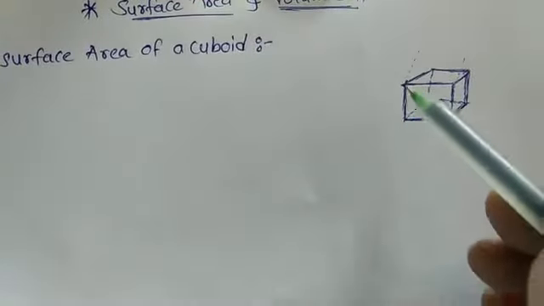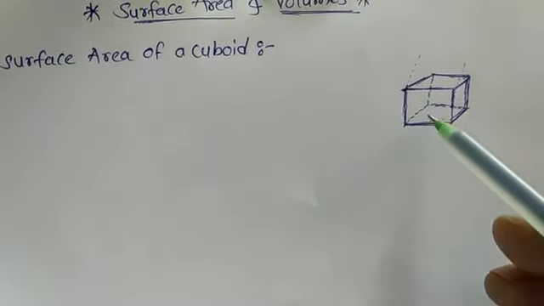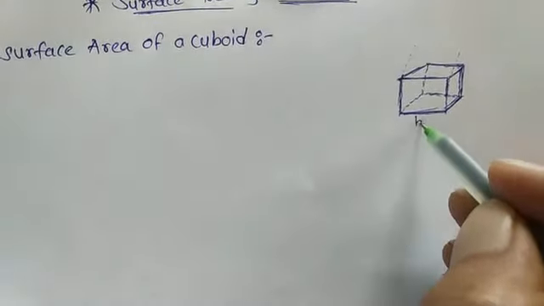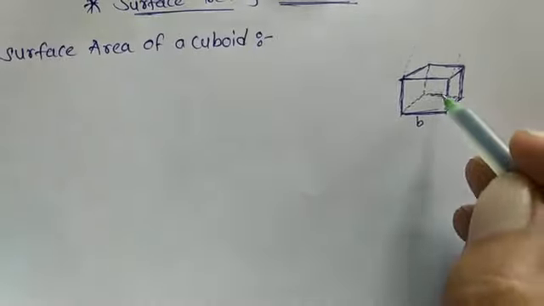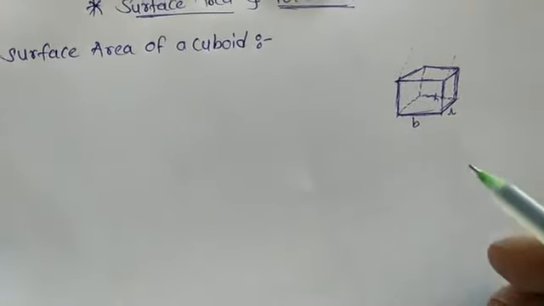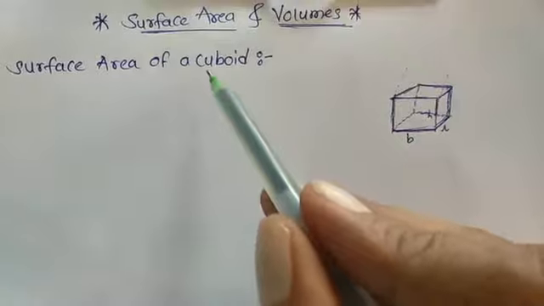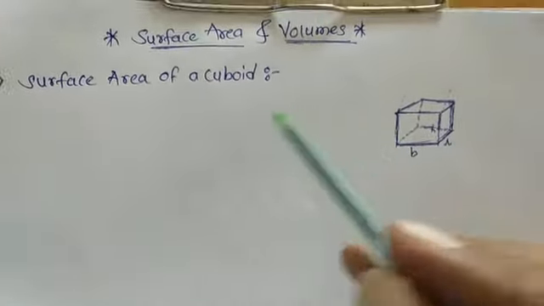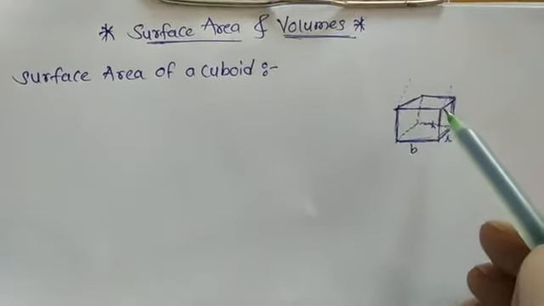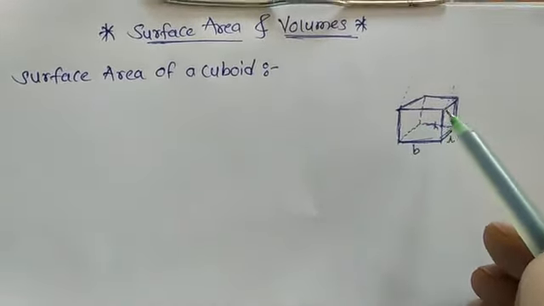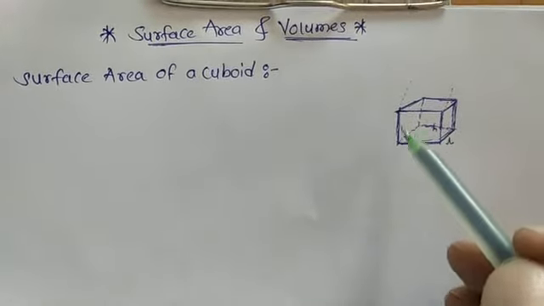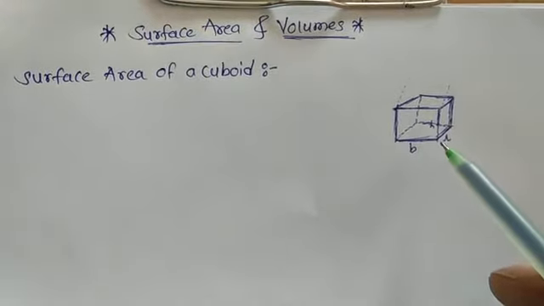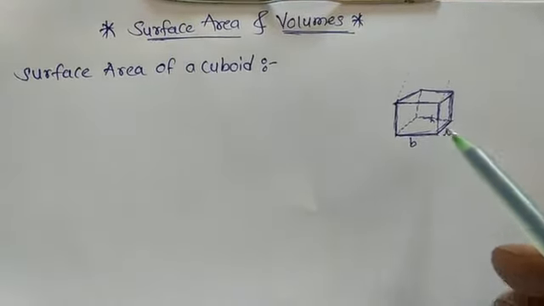Now if you consider this as a cuboid, it has a length, a breadth, and a height, and they are all different. Then we can say that it is a cuboid. Now to find the surface area, if you consider each side separately, they are rectangular in shape. Each side of a cuboid is a rectangle. So to find the area of a rectangle, you know that the formula is length into breadth.